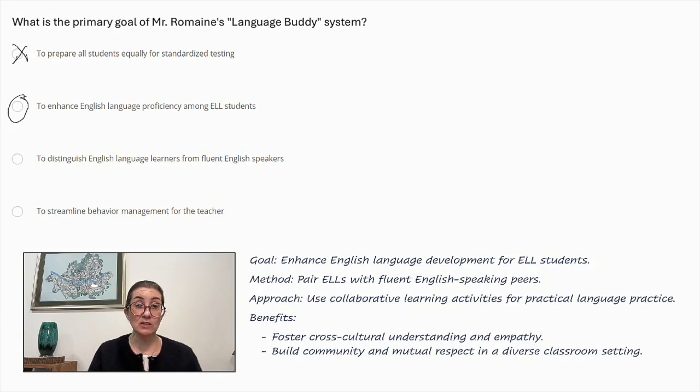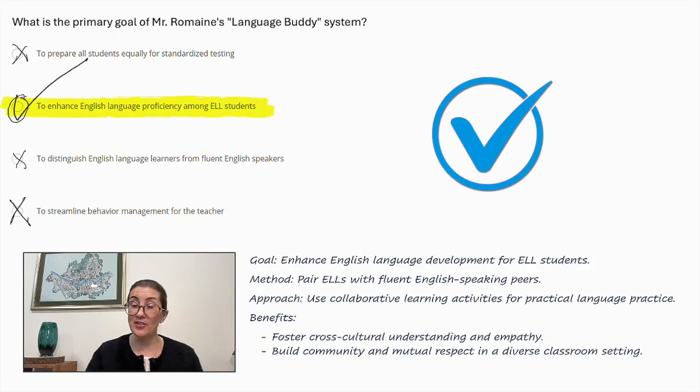To distinguish English language learners from fluent English speakers. That has already been done in the pairing system, and it's not part of the goal of the language buddy system. To streamline behavior management for the teacher. This has nothing to do with behavior management, so we can eliminate that. And in fact, to enhance English language proficiency among ELL students is the correct answer.